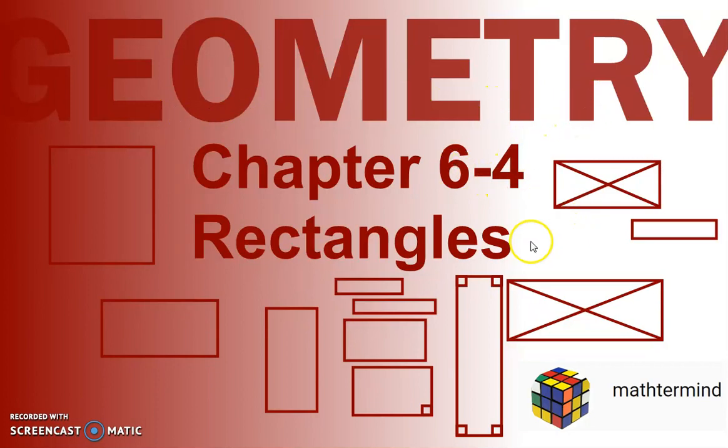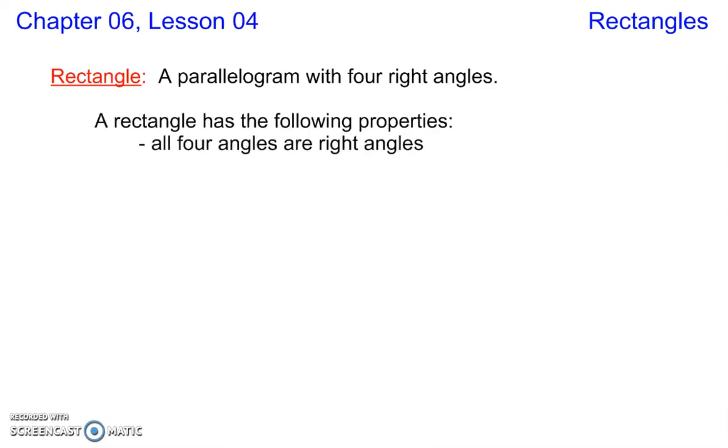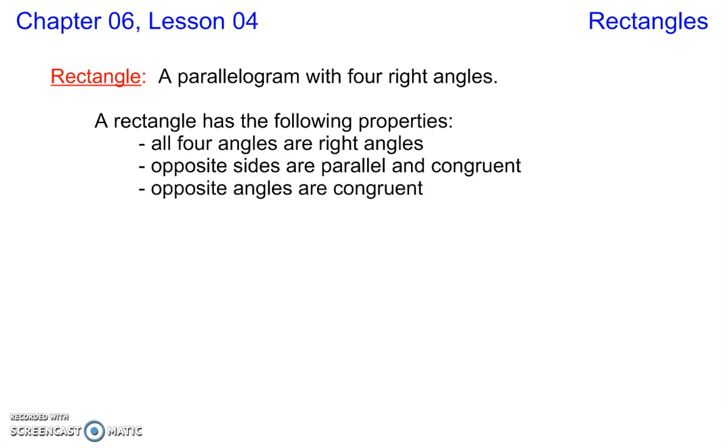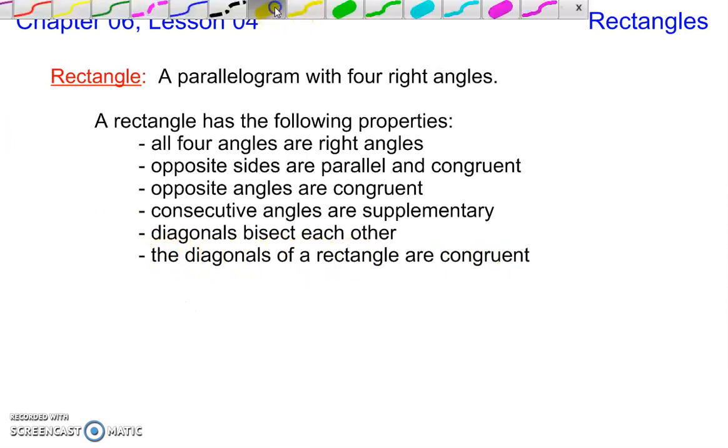Geometry 6-4. Rectangles, baby. Alright, a rectangle is a parallelogram with 4 right angles. A rectangle has the following properties. We know all 4 angles are right angles, and then just like a parallelogram, opposite sides are parallel and congruent. Opposite angles are congruent. Consecutive angles are supplementary. Diagonals bisect each other. And the diagonals of a rectangle are congruent.